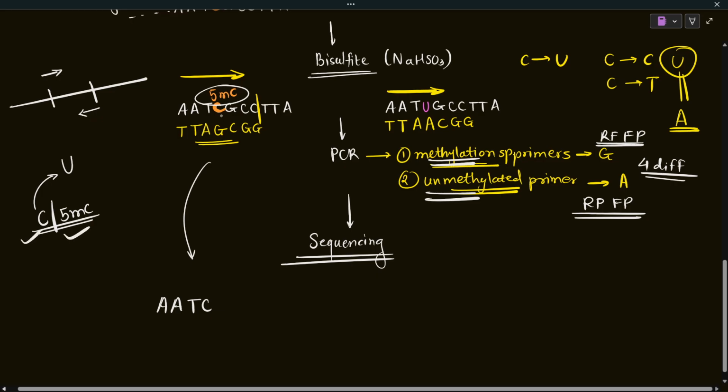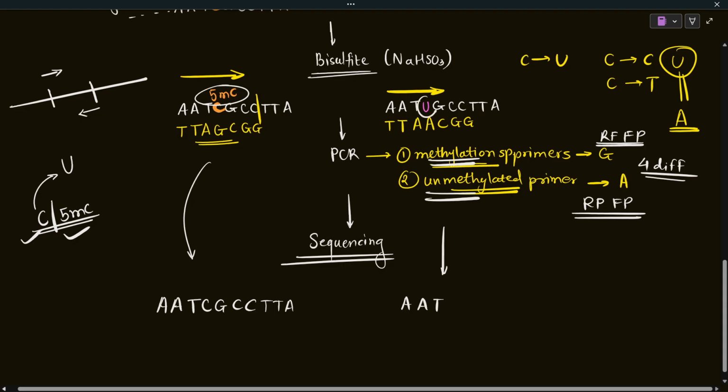So this 5-methyl cytosine would not be read differently by the normal sequencing method, and it will be read as cytosine only. Okay, so they won't be able to say whether this cytosine has a CH3 group or not. So it will be like AATC and for the sequence CGCCTTA.